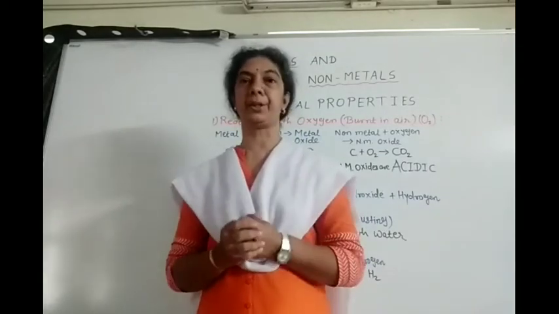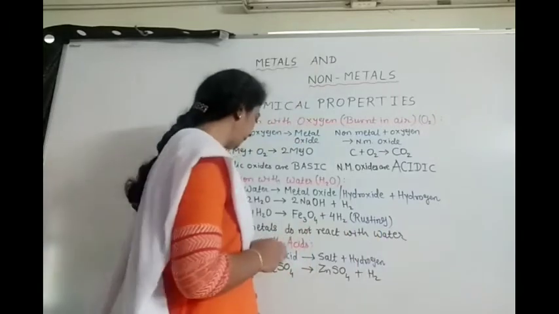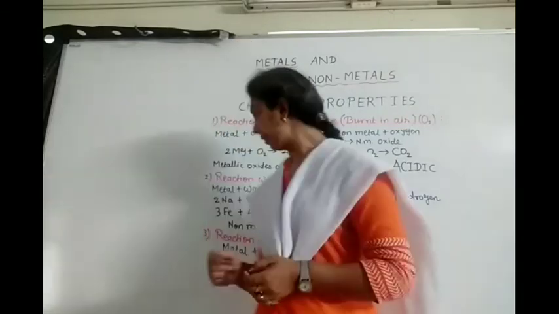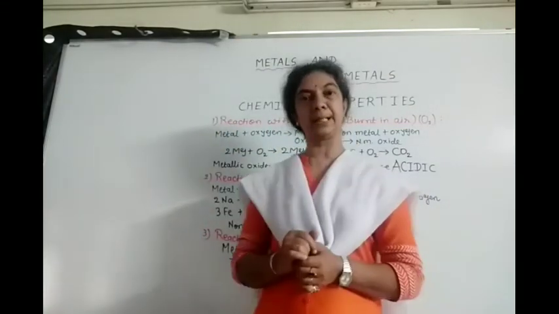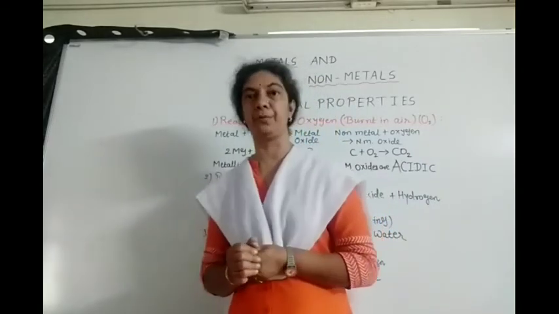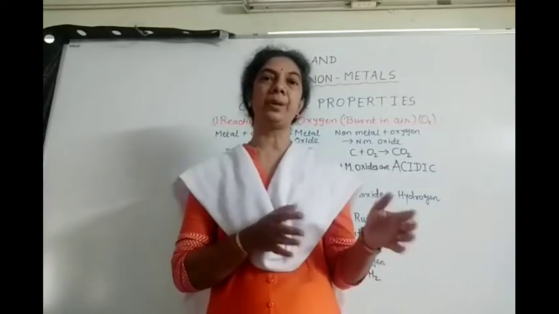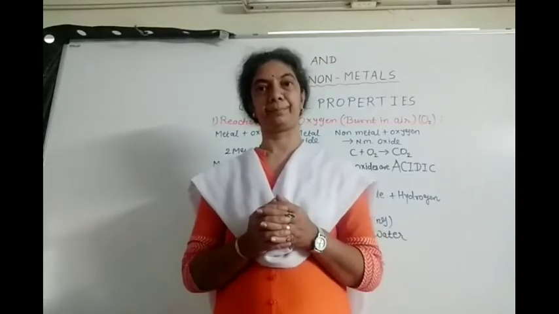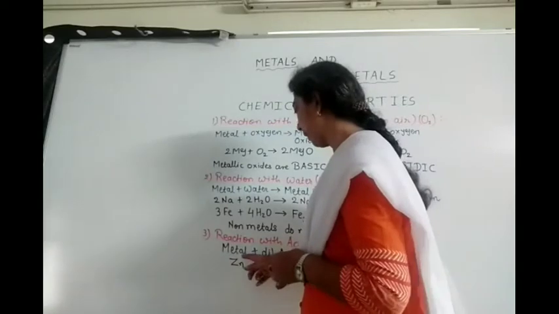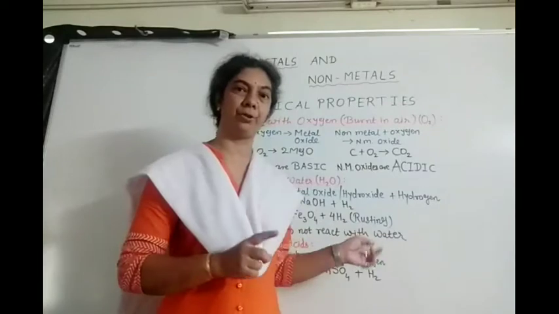The third reaction we can take with acids. Normally we are giving the reaction with dilute acid, that is mixed with water. Aqueous solution of the acids we are preparing and we can say that they are the diluted acids. In that situation, the general formula is metal plus dilute acid gives salt plus hydrogen gas.